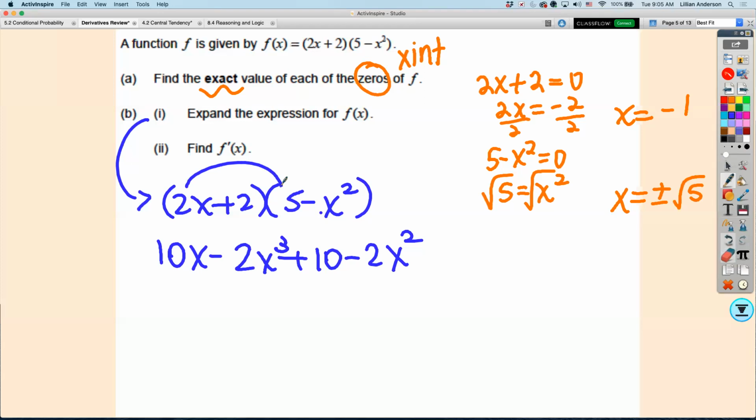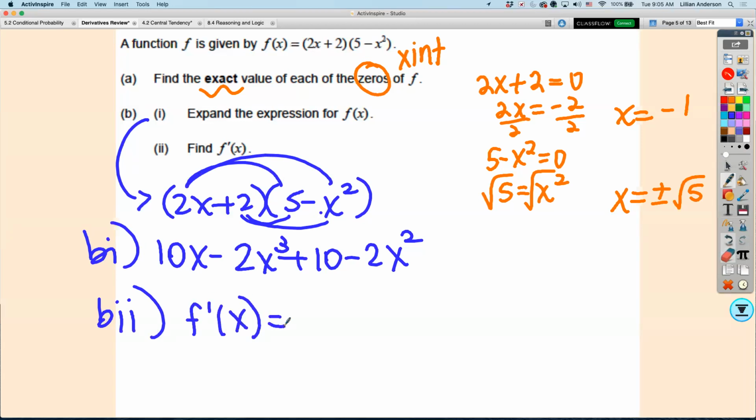Yeah, that makes sense. All right, that's how we get the 10x. That's how we get the negative 2x to the third, the positive 10, and then the negative 2x squared. Very good. So this is expanding it. Then the derivative of this, what's the derivative of 10x?